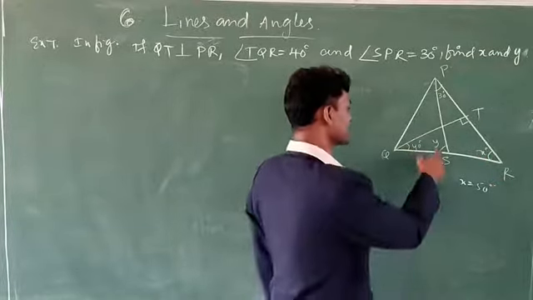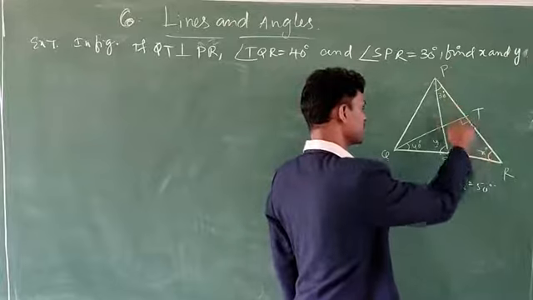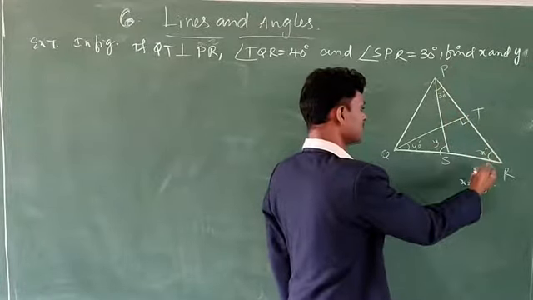Now see here, this is an exterior angle. The sum of the opposite interior angles is equal to the exterior angle. 30 plus 50 is equal to 80 degrees.